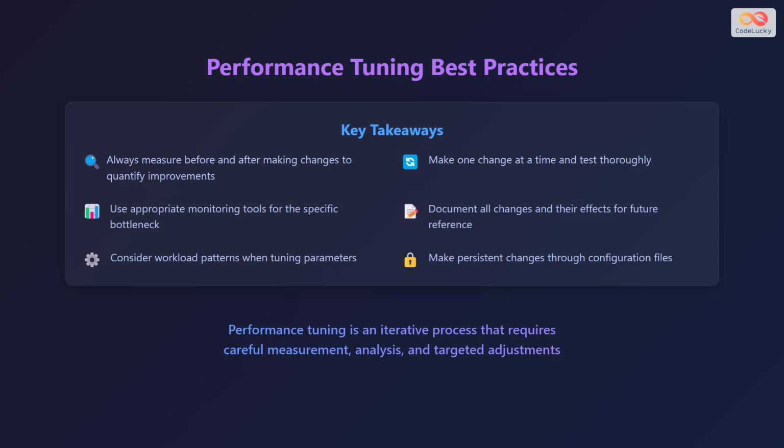Here are some best practices to keep in mind. Always measure before and after making changes to quantify improvements. Make one change at a time and test thoroughly. Use appropriate monitoring tools for the specific bottleneck. Document all changes and their effects for future reference. Consider workload patterns when tuning parameters, and make persistent changes through configuration files.